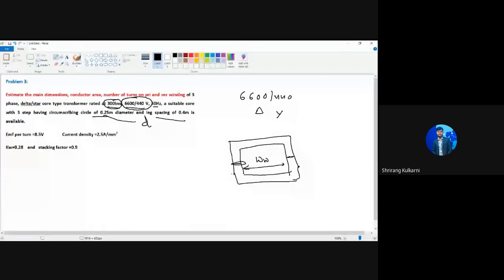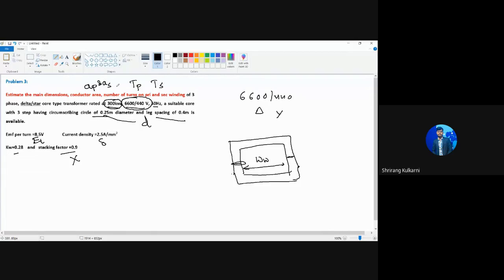But ET is given, EMF per turn ET is given, current density delta is given, window space factor is given, stacking factor is given. It is not useful in your problem. They have just given it, don't use that. This much is given. What do we have to calculate? Conductor area, meaning AP and AS. Number of turns in primary and secondary, TP and TS we have to calculate.